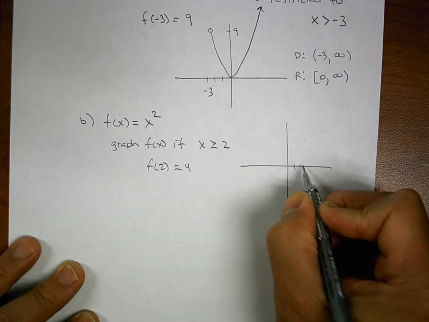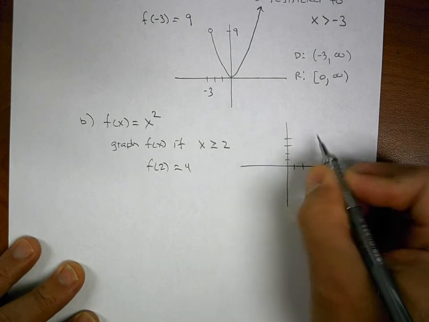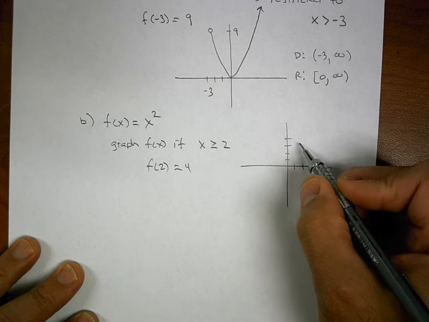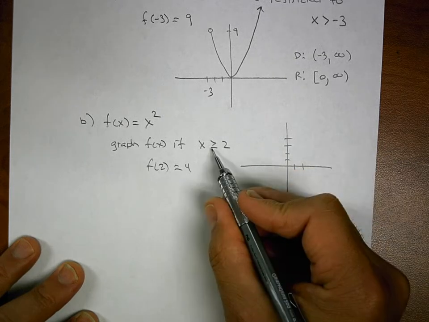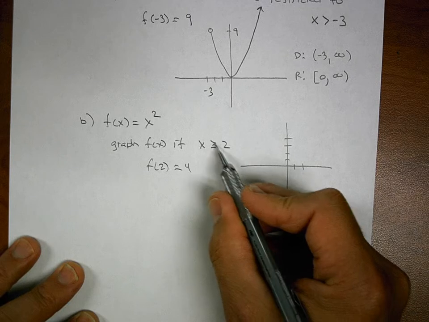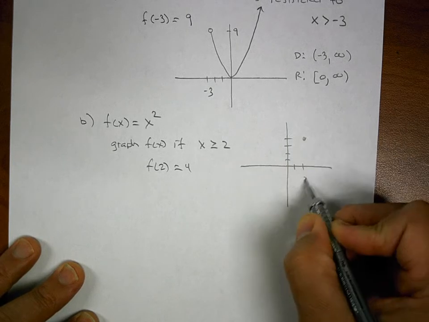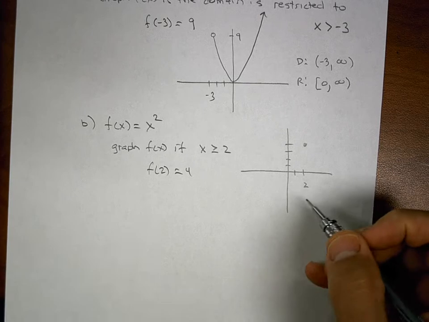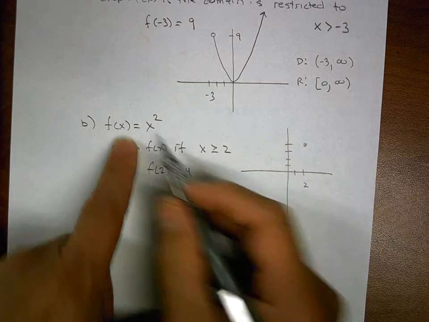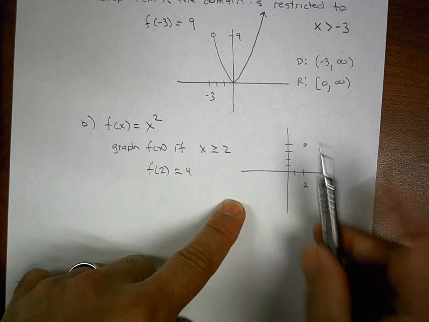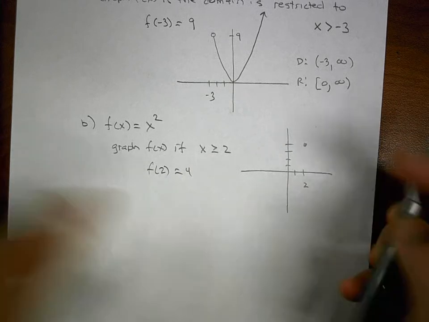So at 2, 1, 2, 3, 4. Do I put a closed circle or an open circle? Closed. Why closed? Because it's greater or equal to 2. So right there. All right, so we want to see this parabola to the right of 2.